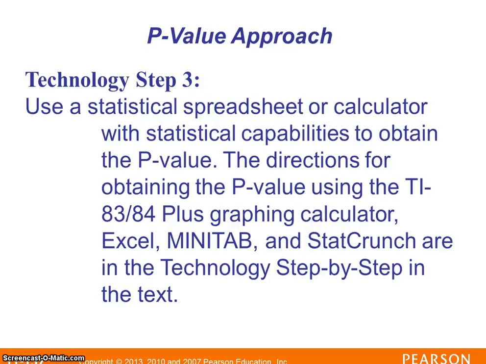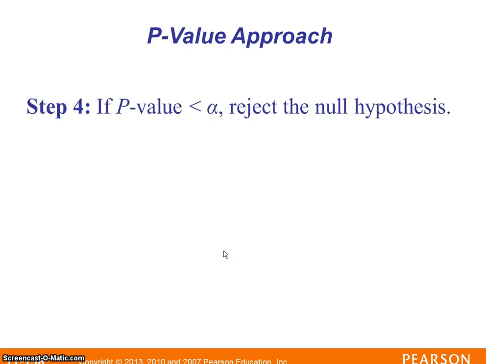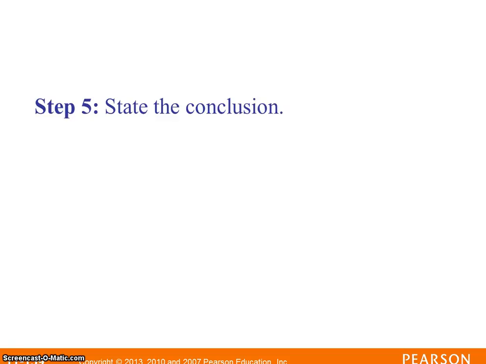The instructions on how to use the technology for this section are on page 566 at the bottom, depending on what you're using. And as usual, if the p-value is less than your level of significance, alpha, reject the null hypothesis. And then don't forget to state the conclusion clearly.